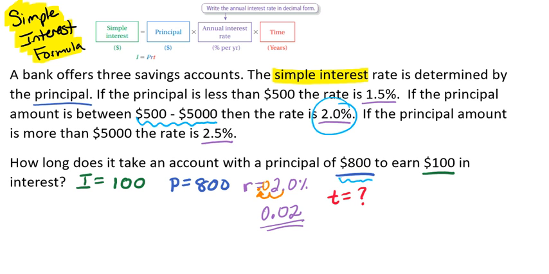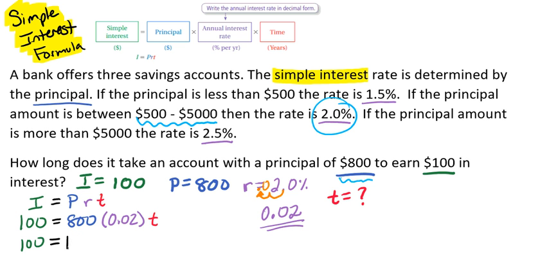So we have an I of 100. We have a P of 800. We have an R of 0.02. And we have a T of T. So we're going to go ahead and plug in 800 times 0.02 into our calculators, which gives us a value of 16. And then we have our T.